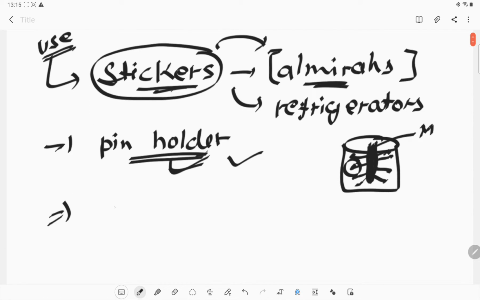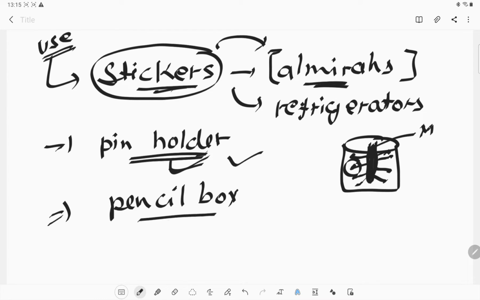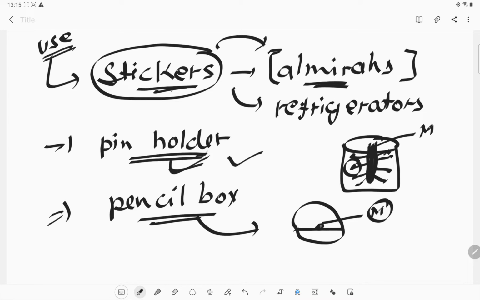Some other examples are also there, like the pencil box. In a pencil box, we sometimes see that the lid is fixed very tightly. This is the box and the lid fixes very tightly because there is a magnet present here. One magnet is present on the upper lid and the second is on the lower part. They attract each other, and the attraction is so strong that they fit very tightly.